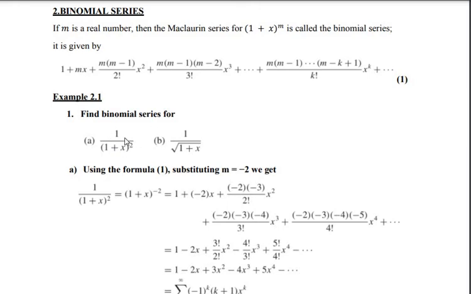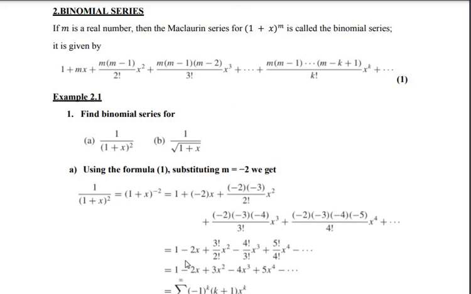Find the binomial series for 1 by 1 plus x the whole square and 1 by root 1 plus x. So first one, using the formula 1, substituting m is equal to minus 2, we get 1 by 1 plus x the whole square is equal to 1 plus x the whole raised to minus 2. We can apply this formula. Here m is equal to minus 2, so 1 plus minus 2 into x plus minus 2 into minus 3 divided by 2 factorial into x square plus minus 2 into minus 3 into minus 4 divided by 3 factorial into x cube plus etc.